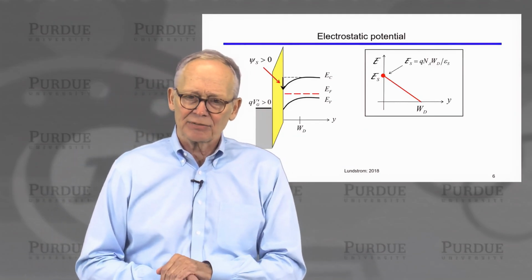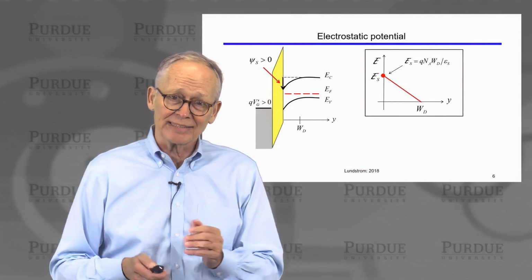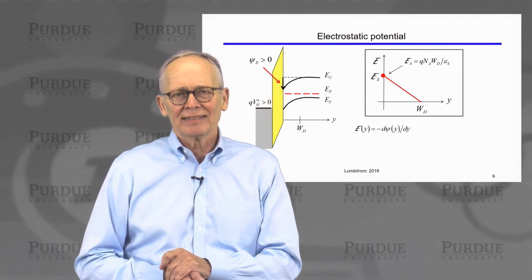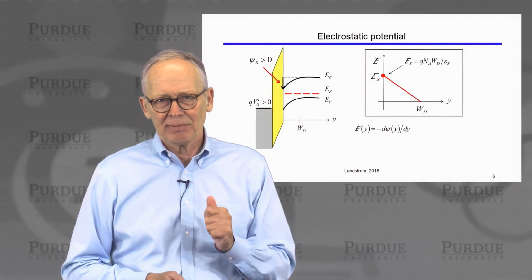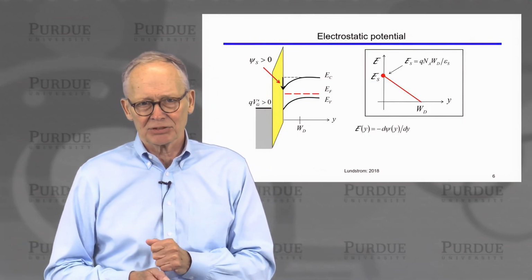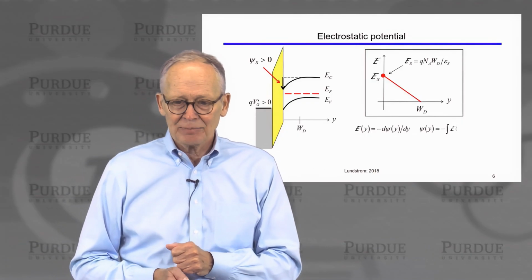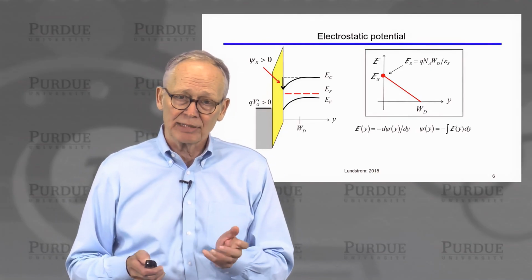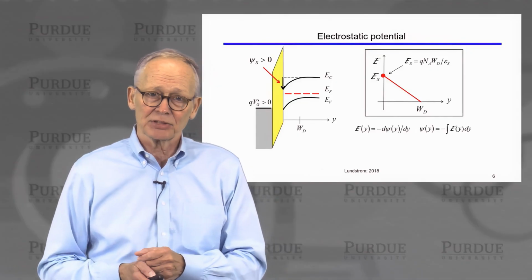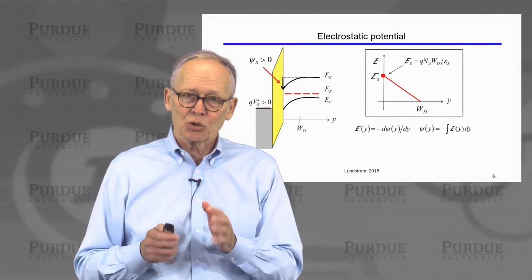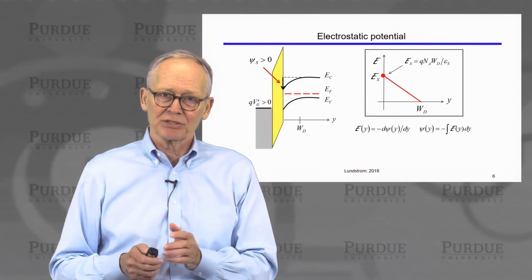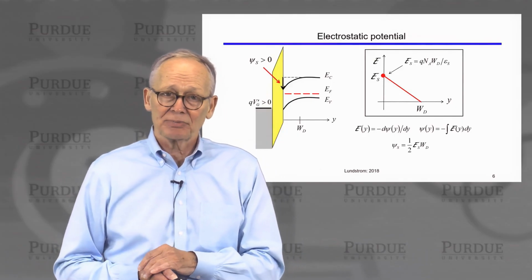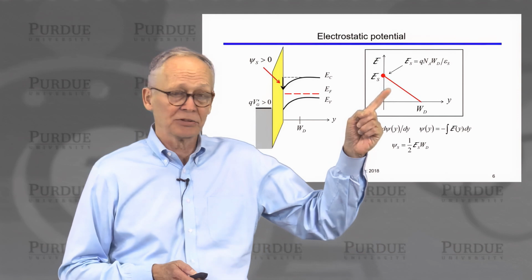All right, so we have the electric field versus position. That was relatively easy for us to get from the Poisson equation. Now, we remember that the definition of electric field is minus the gradient of the electrostatic potential. That means if I want the electrostatic potential versus position, I just integrate minus the electric field versus position. If I want the total potential drop across this region, that's the surface potential. Then it's just going to be the area under this curve.